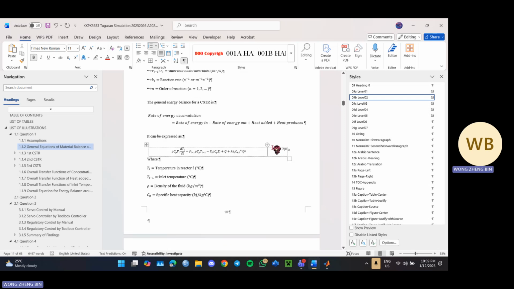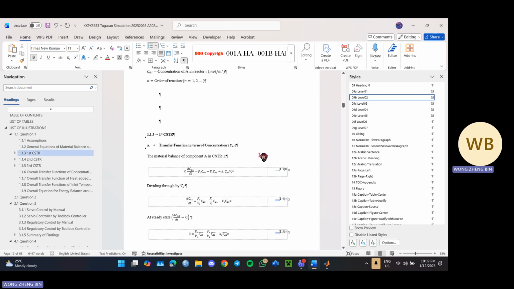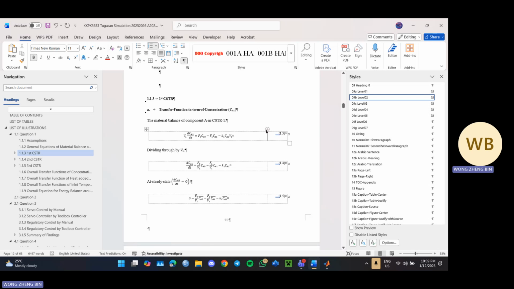And the general energy balance for CSTR is accumulation equals energy in minus energy out plus heat added plus heat produced, which is the generation. It can be expressed like this. And then we perform the modeling of the first CSTR.